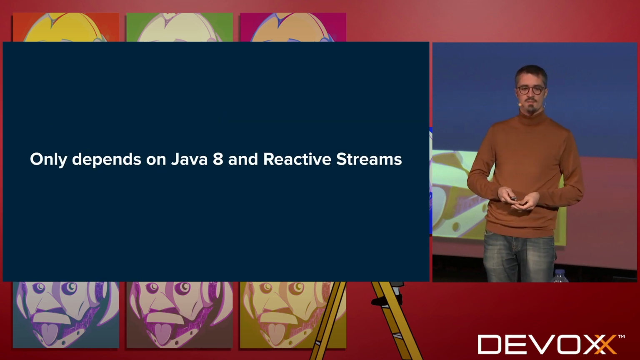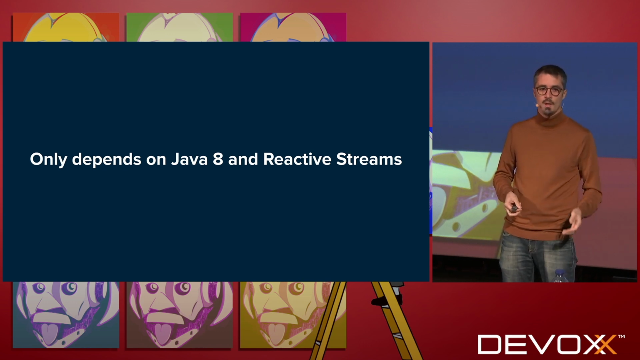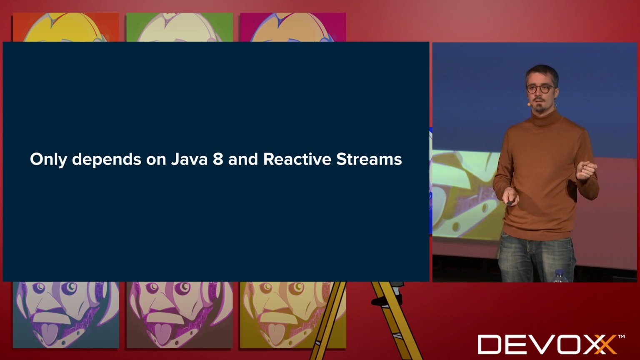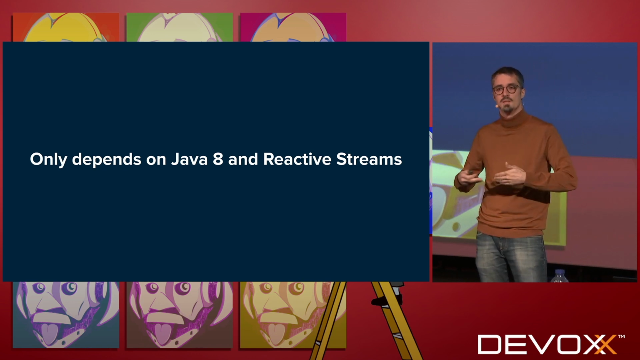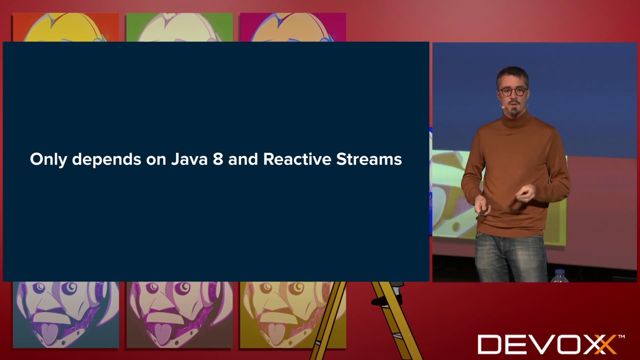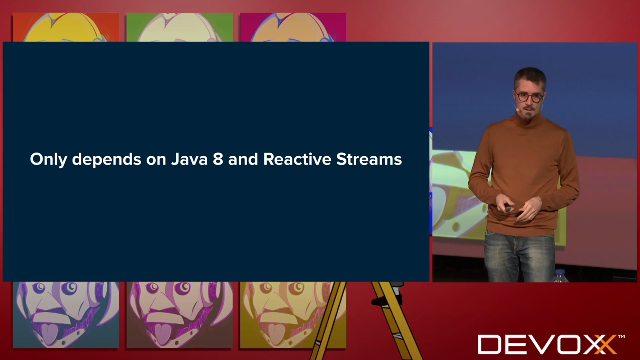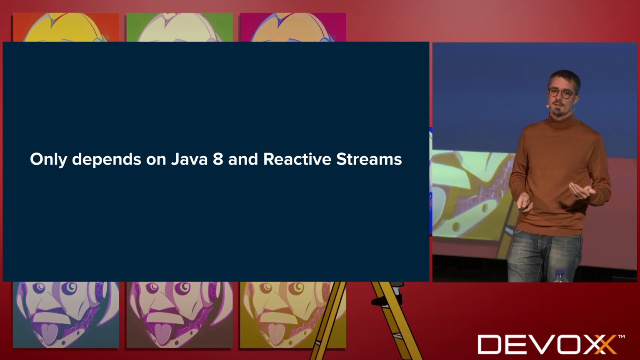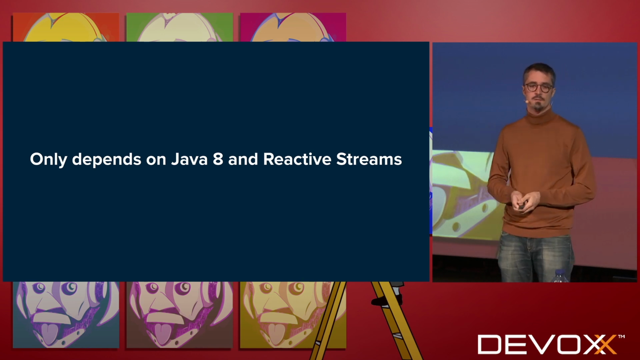It only depends on Java 8 and Reactive Streams, so there is no dependency on Reactor, for example, in the R2DBC SPI. Implementations for drivers that depend on Reactor obviously depend on Reactor, but the SPI is pure Java 8 and Reactive Streams. And since Java 9 includes the Reactive Streams API, we can say that it's conceptually just Java 9 APIs used in the SPI.